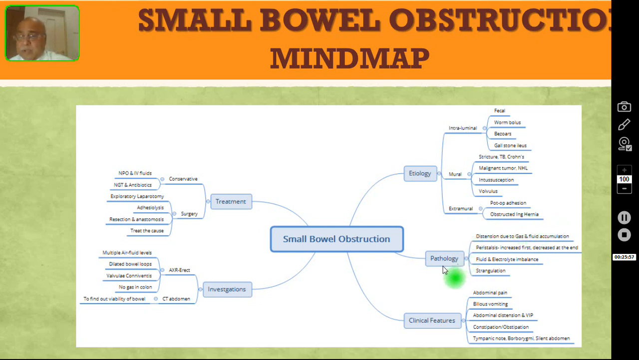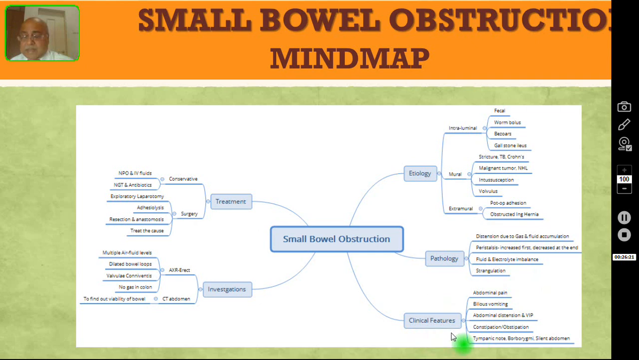Coming to the pathology, the distension is due to accumulation of enormous gas and fluid. The peristalsis is increased to begin with, and eventually there won't be any peristalsis. The patient will go for silent abdomen. Fluid and electrolyte imbalance also will occur, and eventually strangulation also can occur in some of these small bowel obstructions.